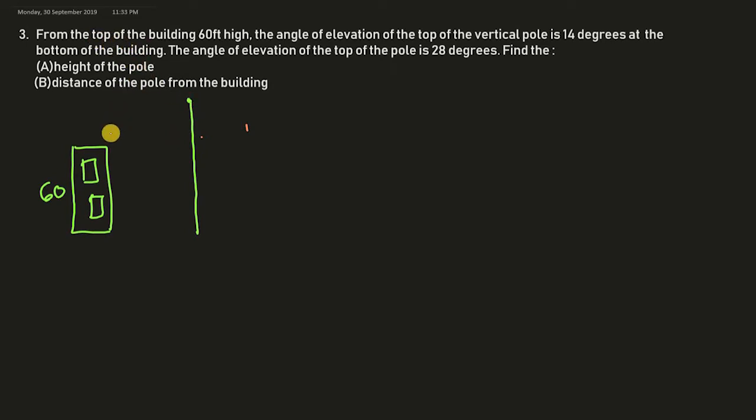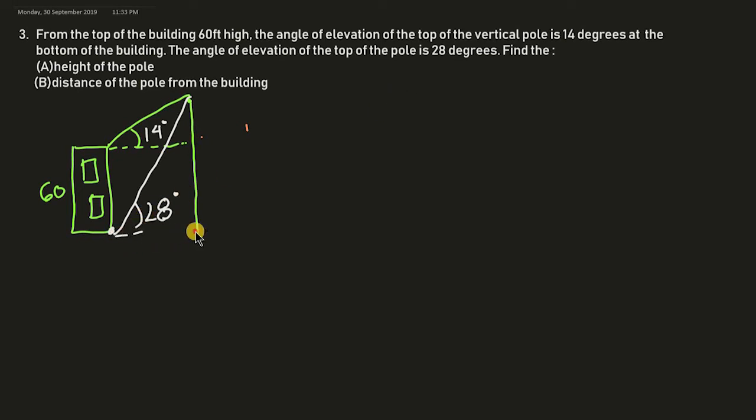Now, from the top of the building, simula daw dito hanggang sa top ng vertical pole, the angle of elevation, this is the angle of elevation, is this angle, is 14 degrees. So, let's label that as 14 degrees. Now, at the bottom of the building, this is the bottom of the building, the angle of elevation to the top is 28 degrees. So, this is the top of the pole hanggang sa bottom ng building. Sabi dito, ito daw is 28 degrees.